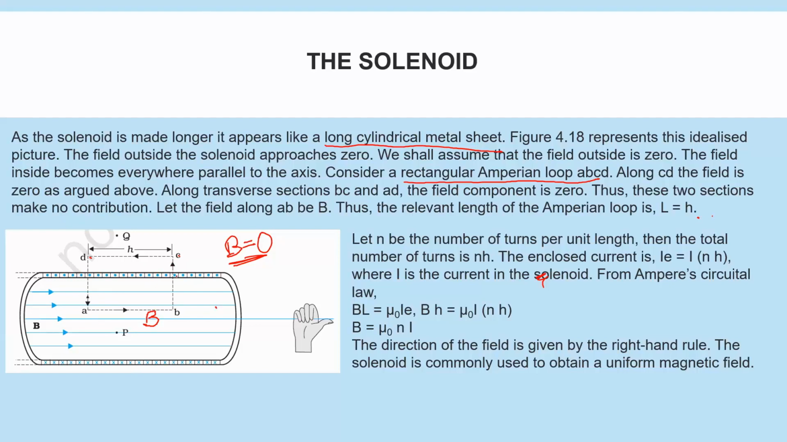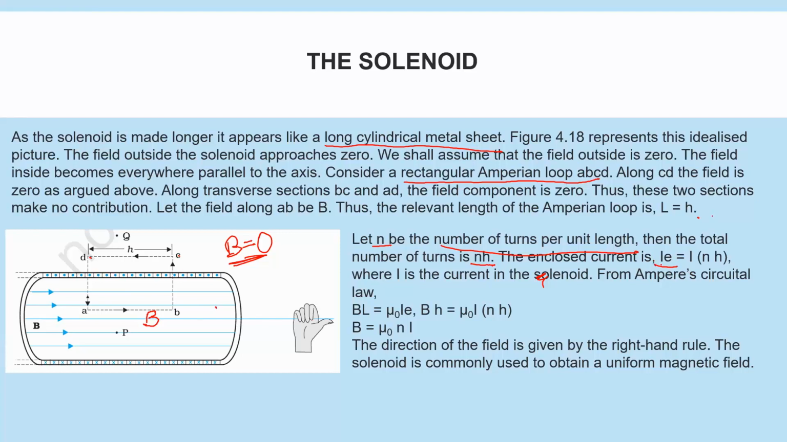Now since we have already said the solenoid has a lot of turns, n will be the number of turns per unit length, and the total number of turns will be n times h. So h is the length and n is the number of turns per unit length. The product of it will be the total number of turns that is enclosed over here. What is the current that is going to be represented over here? That is going to be your I_e.